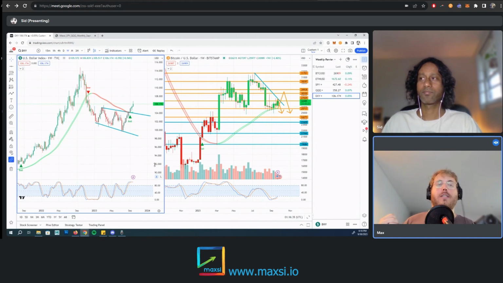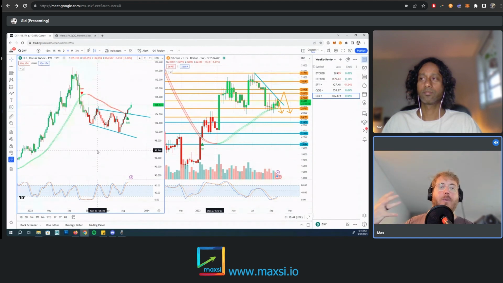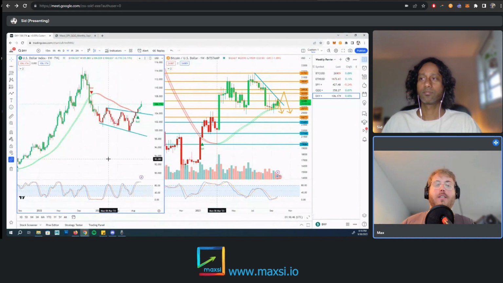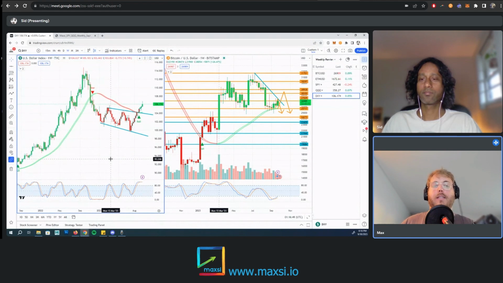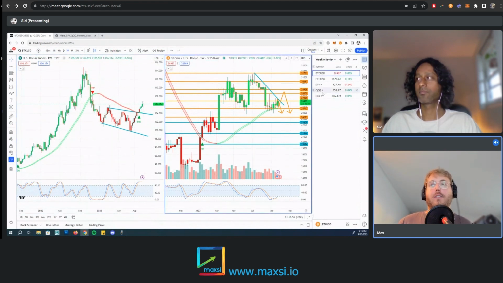And also we've noticed the DXY tends to move in inverse with the equity markets. So as the DXY gains strength, we've noticed the equity markets, like the stock markets, the crypto markets, start to lose a bit of strength.